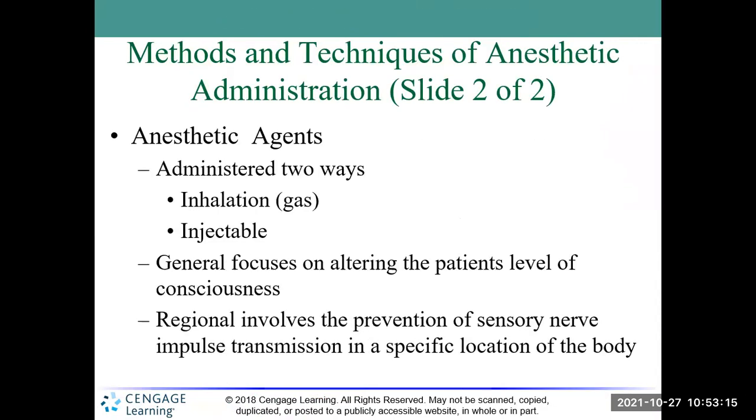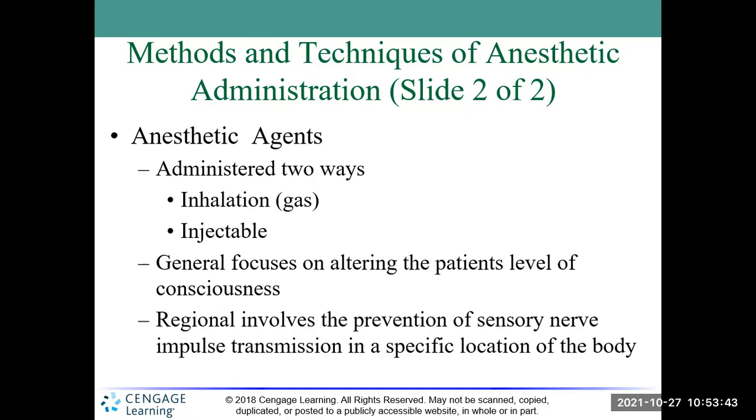There we go. Okay, now let's start looking at some of these anesthetic agents. We've got two different ways. In the very beginning, they're given an inhalation. They'll put the mask over the patient, and that takes them down to the first level of anesthesia. And then they're going to use the injectable. They're going to inject through the IV, and this is going to help start altering that patient's level of consciousness.